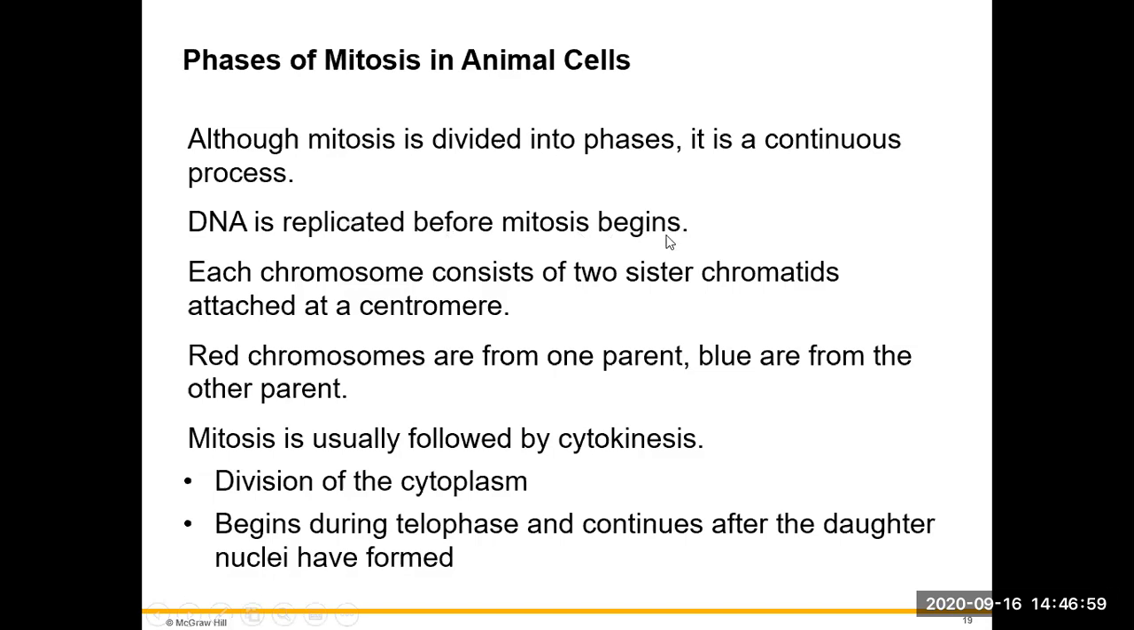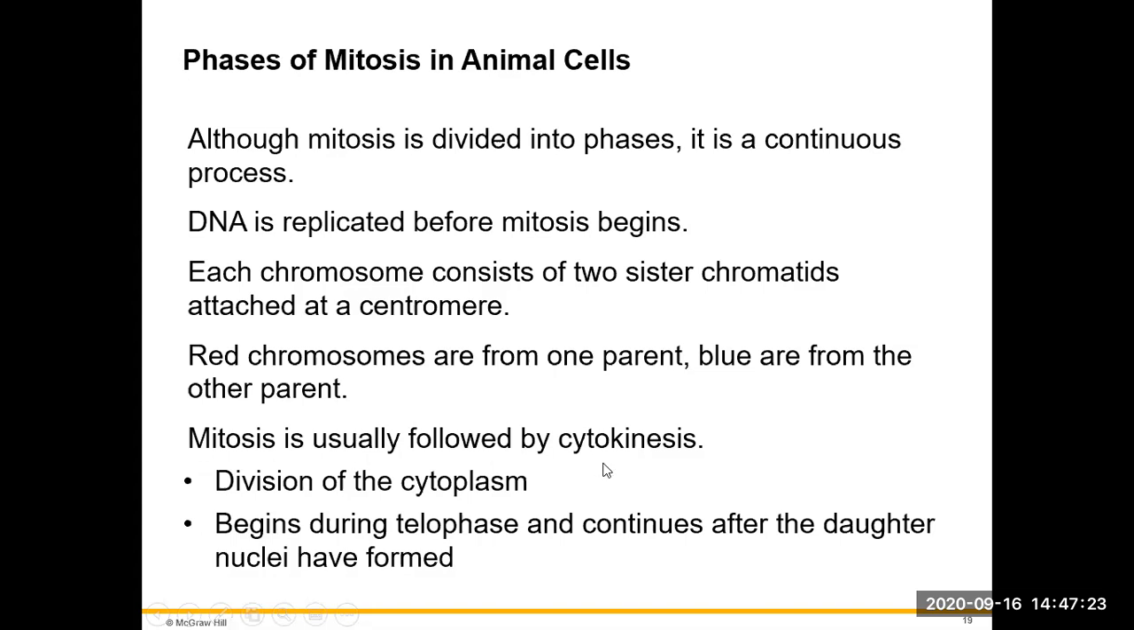DNA is replicated before mitosis begins. We said that already. DNA replication takes place during the synthesis phase. Each chromosome consists of two sister chromatids attached at the centromere. This is the belt that holds the two sister chromatids together. Red chromosomes, this one you don't need to know.